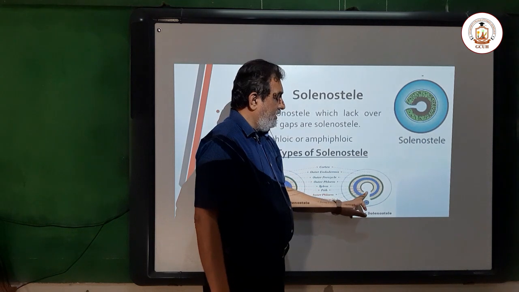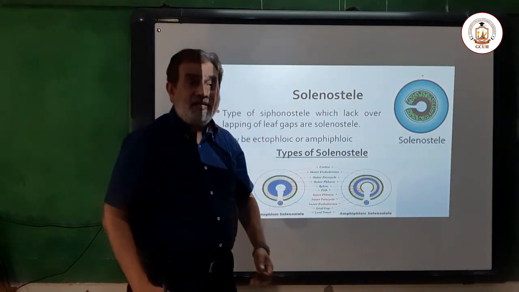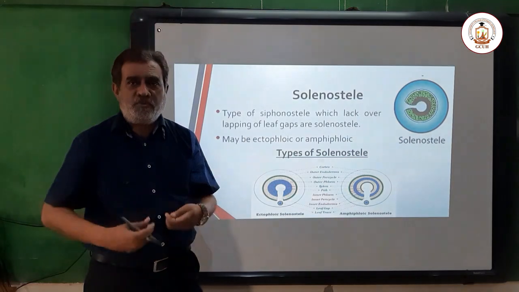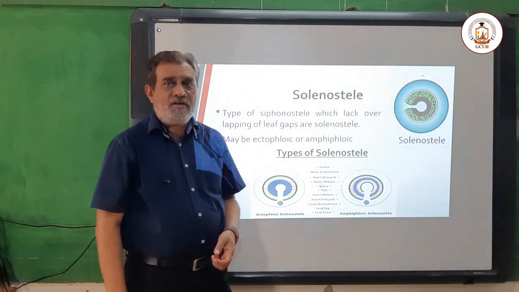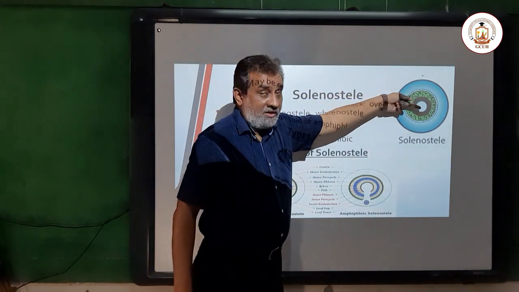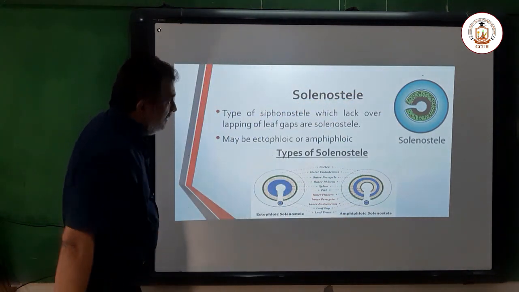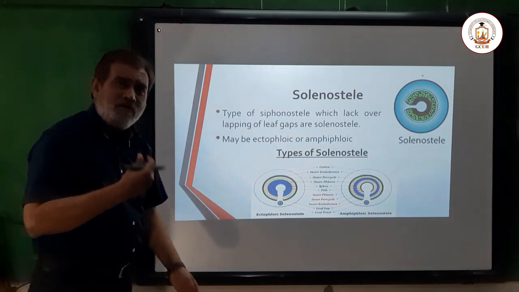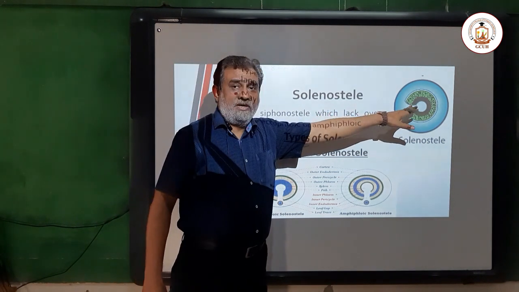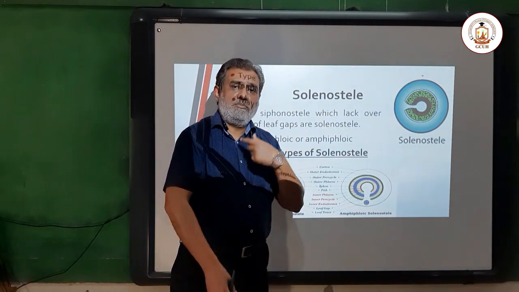These are the gaps present here. We can see the leaf gaps because the gaps arise in the central core. It is still present, but a gap is present. So this type of the SFNST is a modified type of the SFNST, which has some gaps in between the layers of the xylem and phloem.